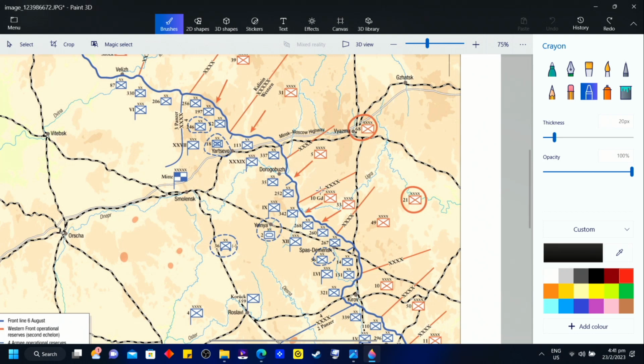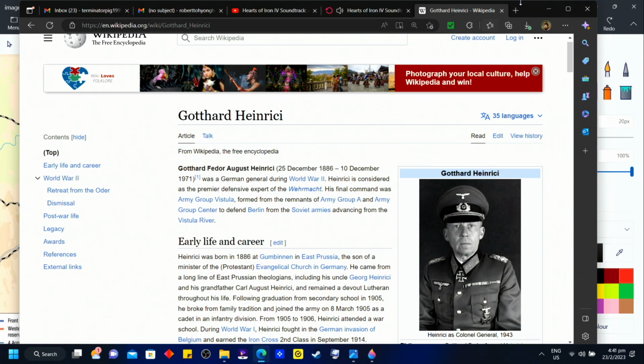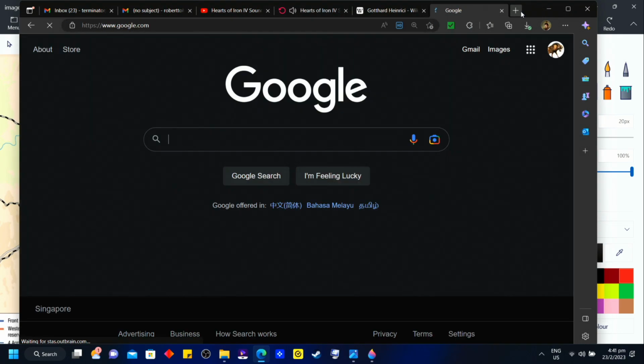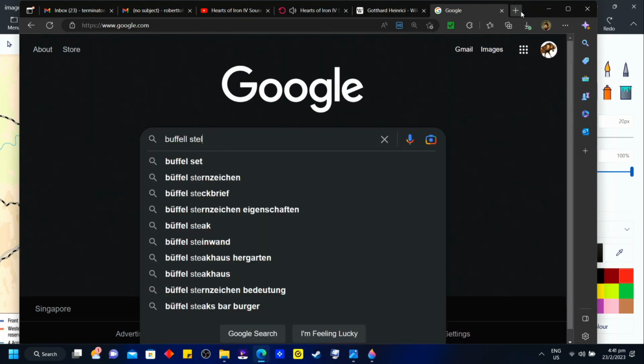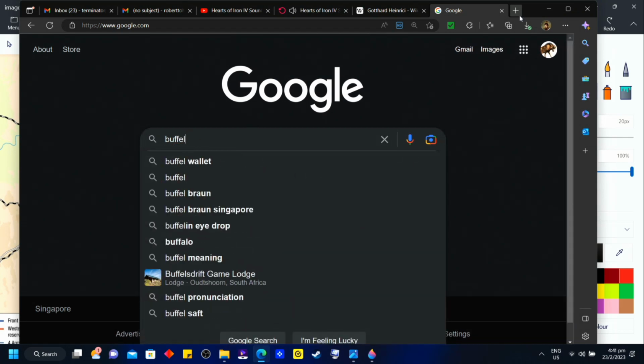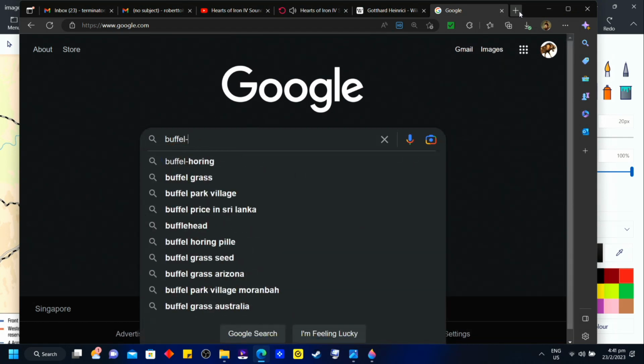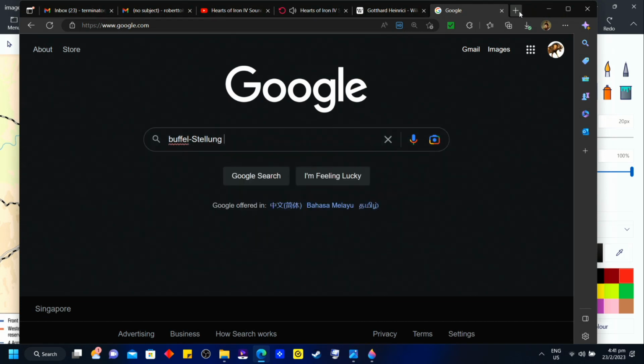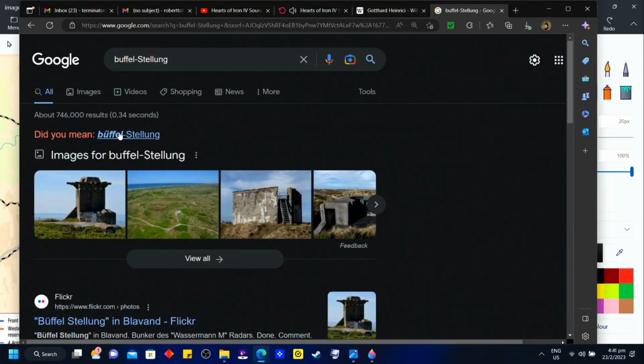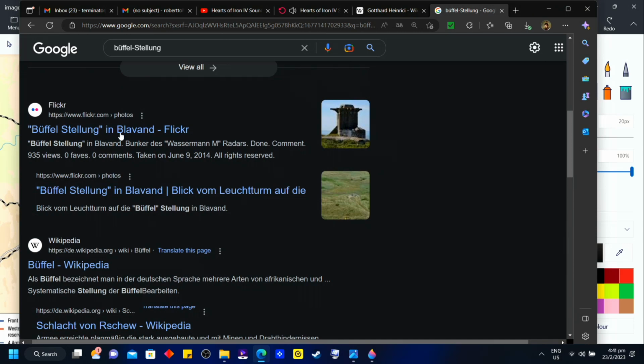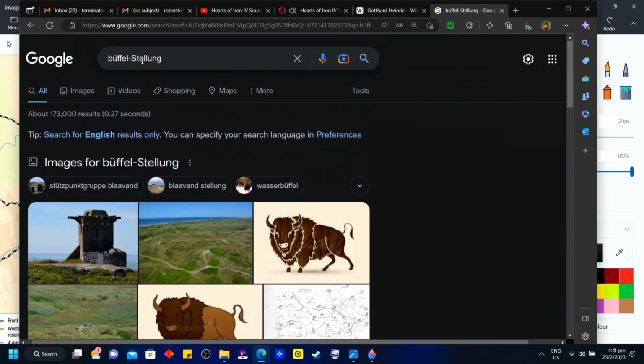So one particularly important position was the Buffer Stellung, or you call it the Buffalo position. So this was a very important position. The Buffer Stellung, or you call it the Buffalo position.